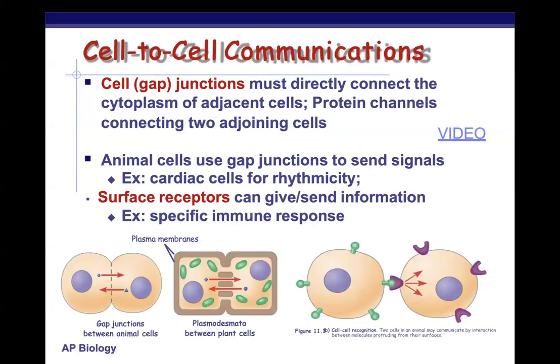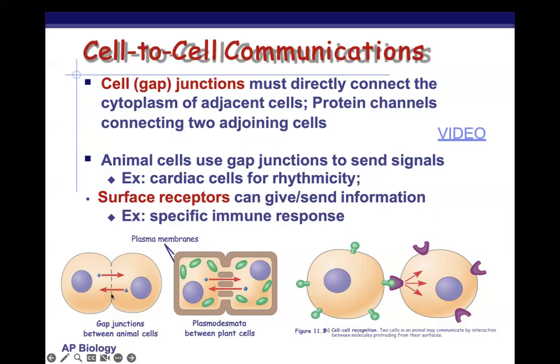So here are some examples of cell-to-cell communication. In certain cells that are right next to each other, like these two animal cells or these two plant cells, signals can travel directly between those cells. So notice in these two animal cells, their plasma membranes are almost connected. See, it's like a dotted line. There are little holes or perforations. That's called a gap junction.